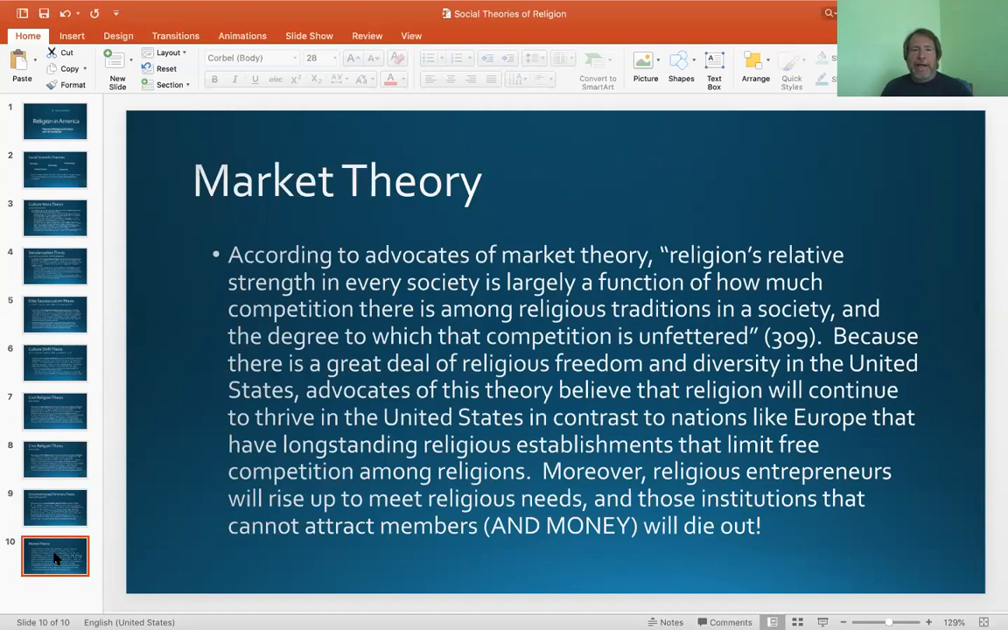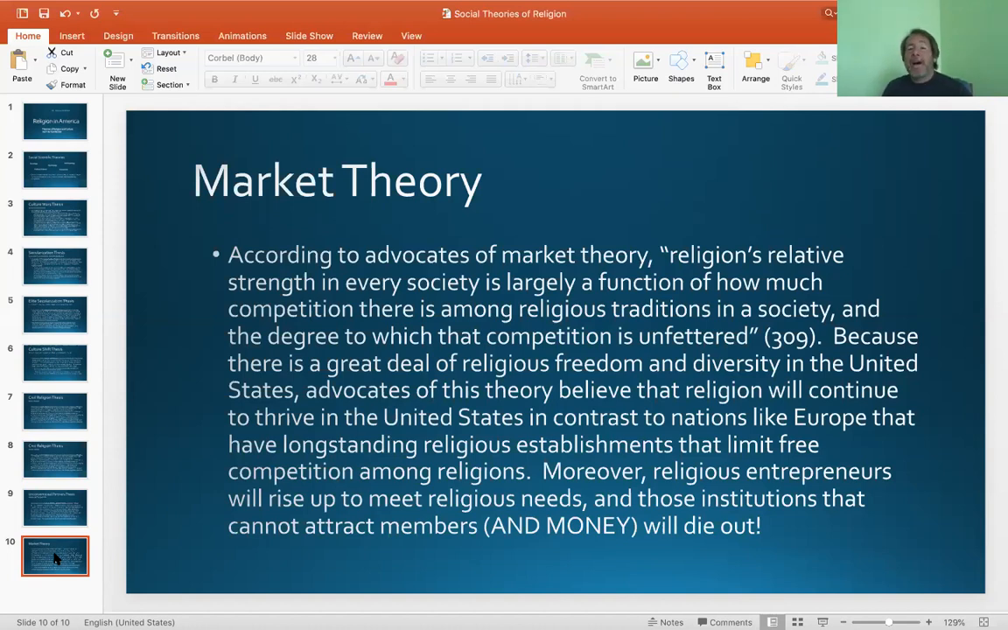Finally, the market theory. According to advocates of the market theory, the strength of a religious institution depends on how much competition there is, because in the United States today, we have a lot of religious freedom and diversity, so you will find a variety of religious communities. You'll find some that support gay and lesbian rights, others that oppose it, some that say climate change is real, others that say it isn't, some that support a woman's right to have an abortion, and others that insist that human life is sacred and that abortion would be murder. Notice the market theory argues that religious entrepreneurs will rise up to meet religious needs, and those institutions that can meet those needs and obviously also attract money will survive, and that those that cannot will die out.